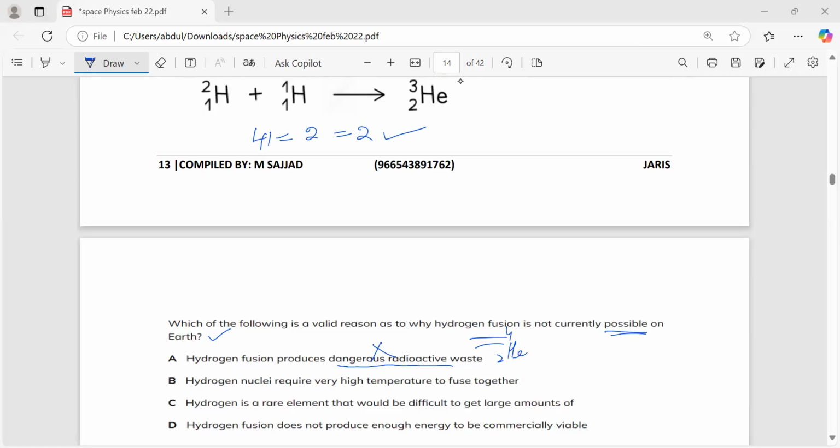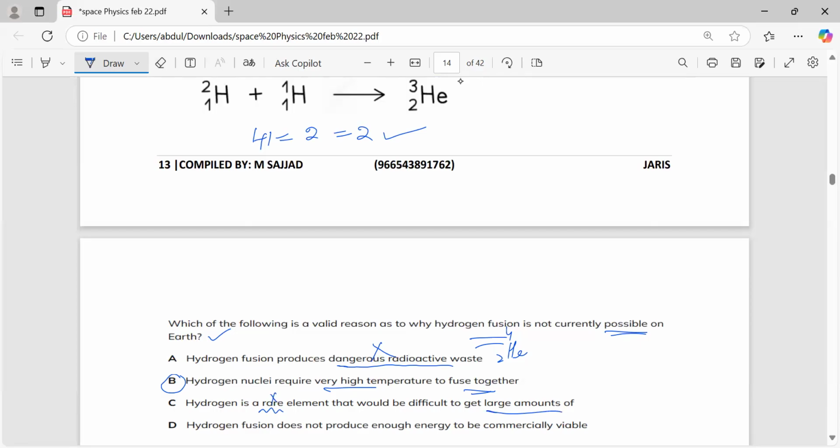B: Hydrogen nuclei require very high temperature to fuse together. Yes, B is the correct answer. And why high temperature is needed, that I will explain. C: Hydrogen is a rare element that would be difficult to get in large amounts. No, not a rare element. Hydrogen is one of the abundant elements. Rare means it is not frequently available. No, it is frequently available. It is one of the most abundant elements which we can get easily. So that's why it is wrong.